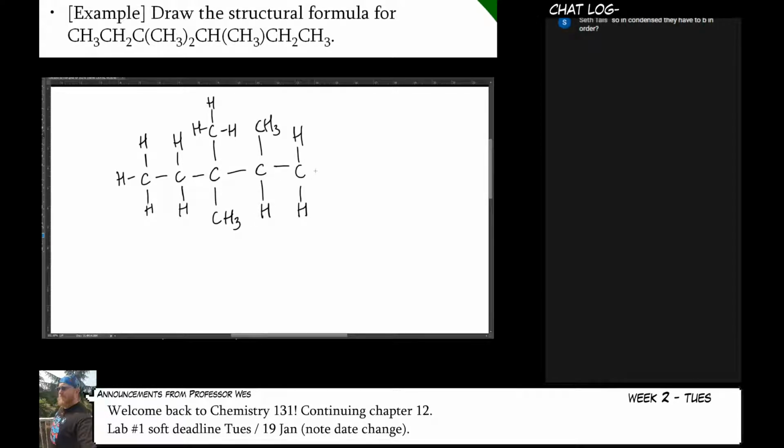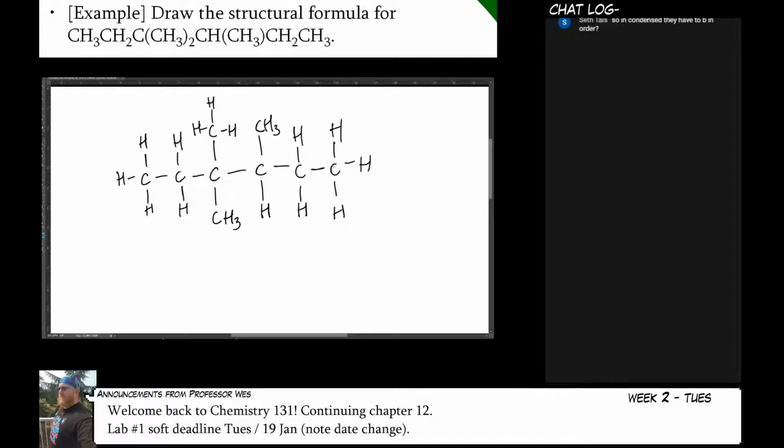Connect to the previous group, and then CH3, which means we must be done. There you go. You're always going to end with something with 3 attached to it. Now, they don't have to all be hydrogen. I could have CH2Cl. That's 3 things, so that'll be a capstone.